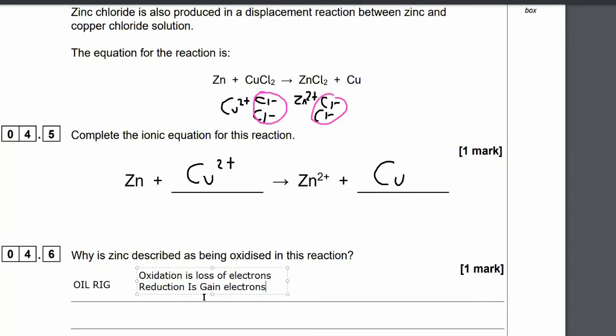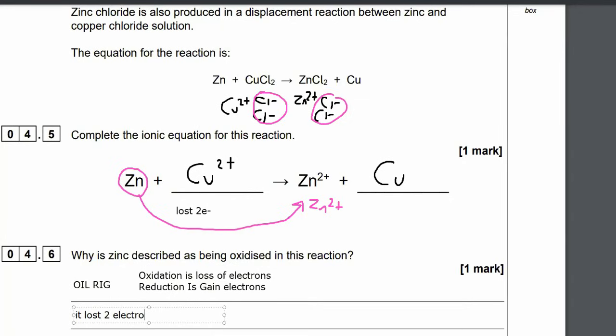Okay, coolio. So what we need to do is look at what's happened to the zinc. Why is zinc described as being oxidized? Look at the zinc. What's happened to it? Zinc has gone to Zn2+. So how many electrons did it lose? It lost 2 electrons. So all we need to say is it lost electrons. So you're getting 1 mark for saying it lost electrons and 1 mark for the 2. So it lost 2 electrons.